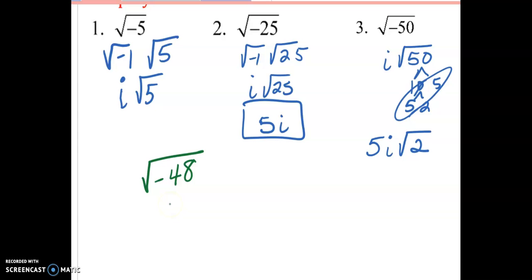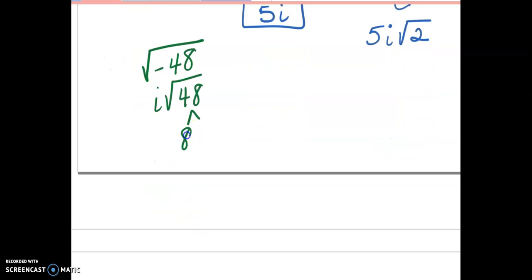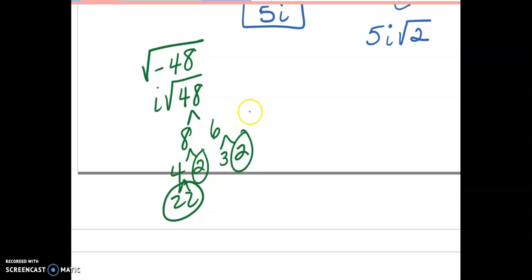So first thing I would do is take out the i, square root of 48, and now you need to break down 48. So we could do 8 and 6, 4 and 2, 3 and 2, 2 and 2. Pair of 2s, pair of 2s. 3 has nobody, so it's 4i square root of 3.